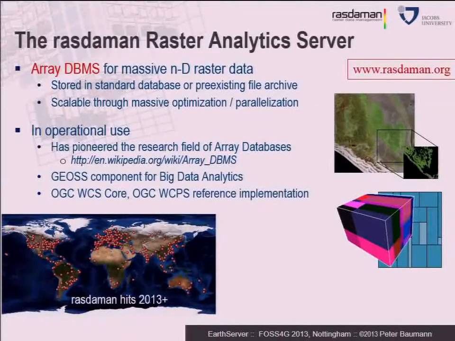Okay, so brief note. Rasdaman is an array database system, and it works on n-dimensional data. So you can have not only maps, not only 3D data volumes, but 4D data cubes, like in climate simulation. And it provides not only an array engine, but also the reference implementation for the standards, both the WCS and the WCPS that you can use to access your data sets.